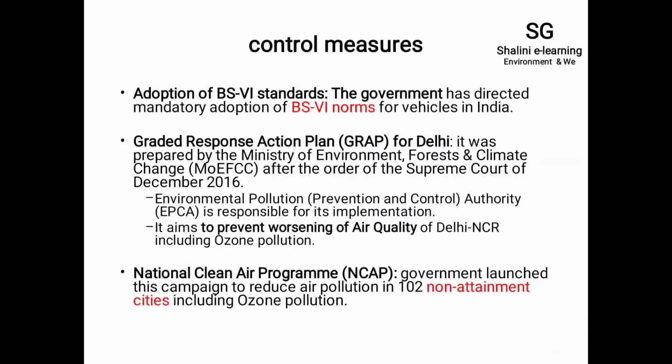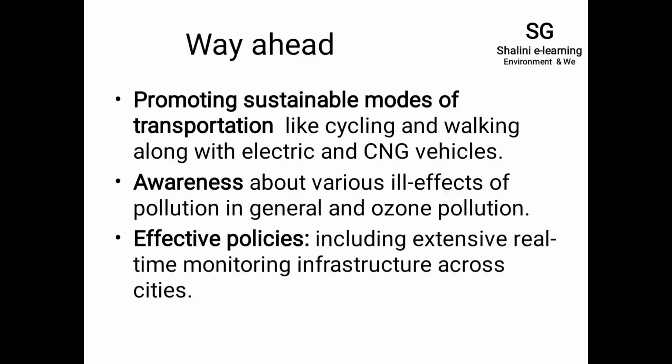For example, in Rajasthan, cities like Kota, Udaipur, Jaipur, Jodhpur and Alwar are highlighted, and in Tamil Nadu, Trichy and Tuticorin are listed under non-attainment cities for air pollution, including ozone pollution. So what is the way ahead for controlling ozone pollution in the atmosphere? Promoting sustainable modes of transportation, use of public transport, and other ways like cycling and walking, along with electric or CNG vehicles; awareness about the ill effects of these pollutants in general and about ozone pollution and the severity of pollution levels in the atmosphere; and effective policies including extensive real-time monitoring infrastructure across the cities. Thank you very much for your time.